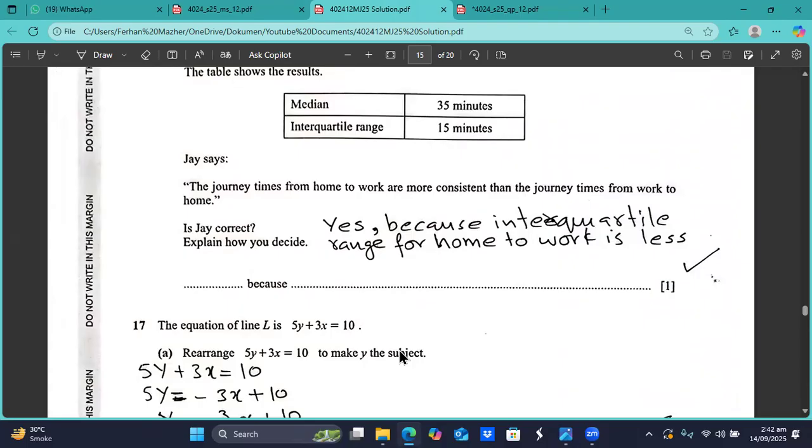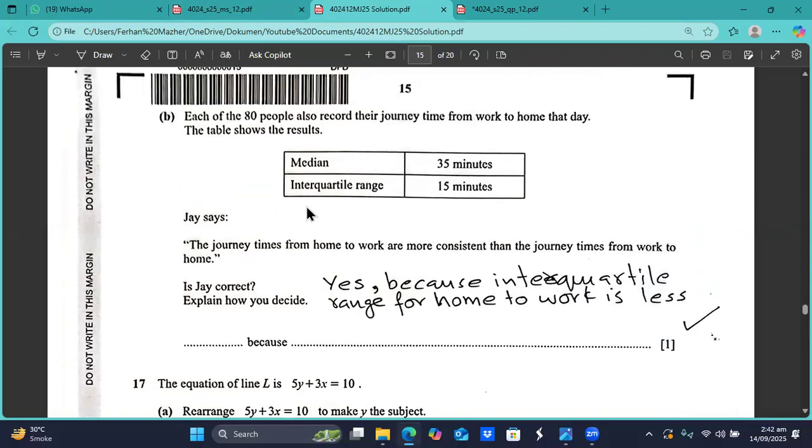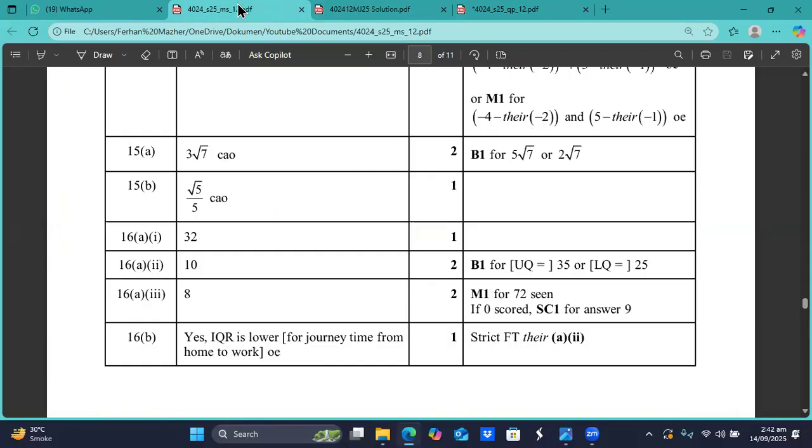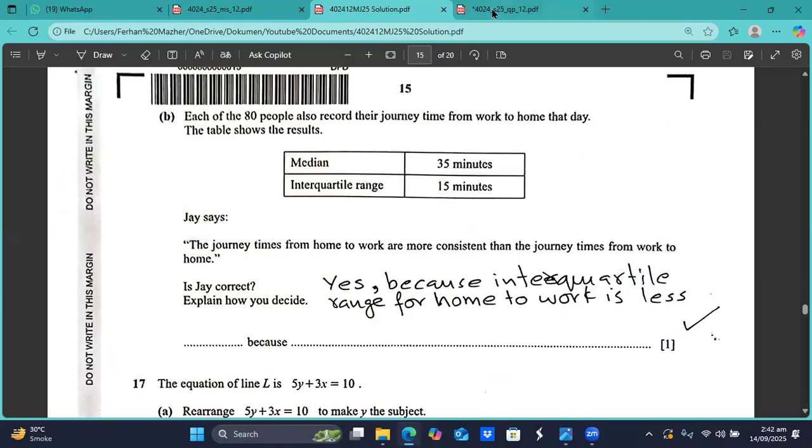And you see here, I have written the logic as well. Yes, because the interquartile range for home to work is less. Home to work, the interquartile range is 10 minutes, and when they go from work to home, from their office to home, the interquartile range is 15 minutes. So home to work is more consistent because its interquartile range is lower. So this is how you do this. I hope you understand this.